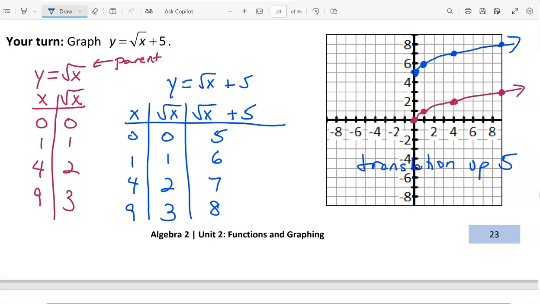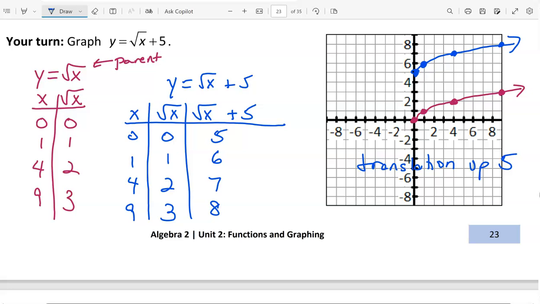For this one, it may be helpful to graph the parent function first, and if you do so, that's fine, but you can also create a table of values for y equals the square root of x plus 5. The first operation is taking the square root, and then the second operation is adding 5 to that.